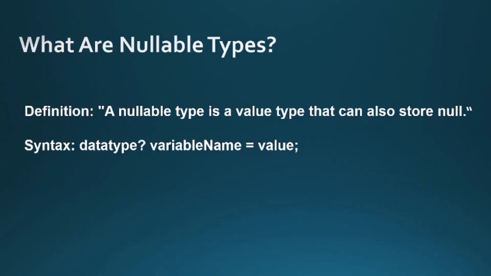Okay, what are nullable types? A nullable type is a value type that can also store null values. Here in the syntax you can see data type, question mark, variable name is equal to value. After the data type, we are adding the question mark here. It indicates this variable can allow null values. In C Sharp, reference types like string and objects can be null, but value types like int, double, and bool cannot be null.